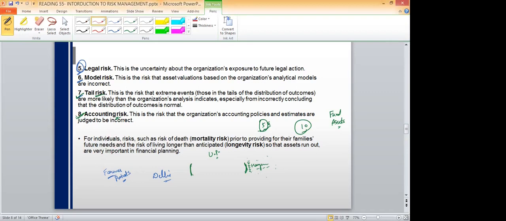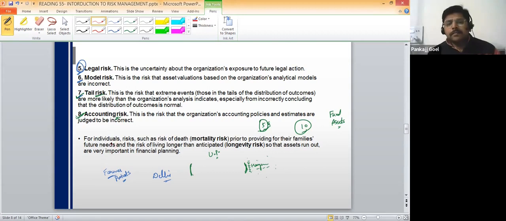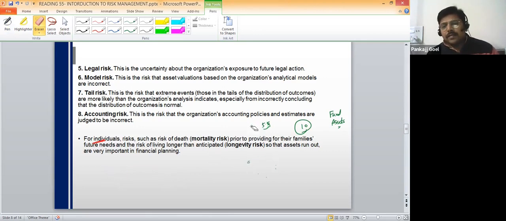Now let us talk about the other risk. In the individual case, there can again be two types of risk. One is death, the risk of death, and one is longevity risk. It means living longer than anticipated.